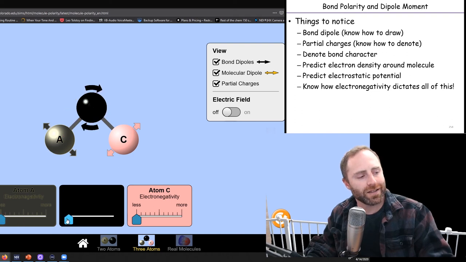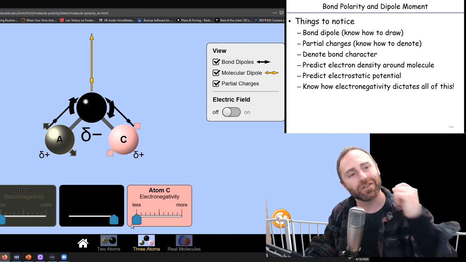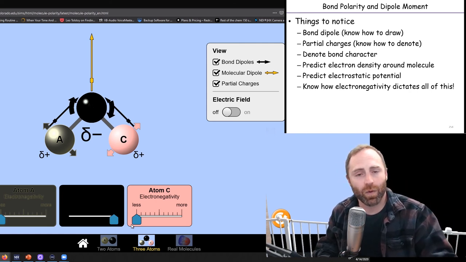If we go crazy and we say A and C have the same electronegativity, so the gray and the pink have the same electronegativity, but B becomes way electronegative, like in the case of water. Well, A and B have a bond dipole that points towards B. C and B have a bond dipole moment that points towards B. When we add this arrow and this arrow together, it becomes this yellow arrow that's pointing up this way.